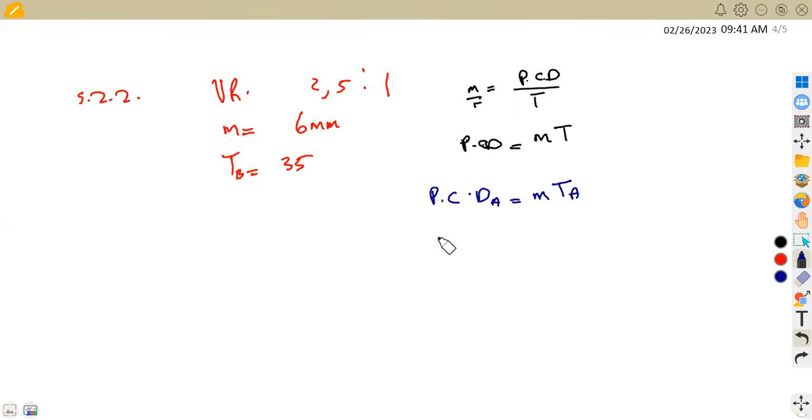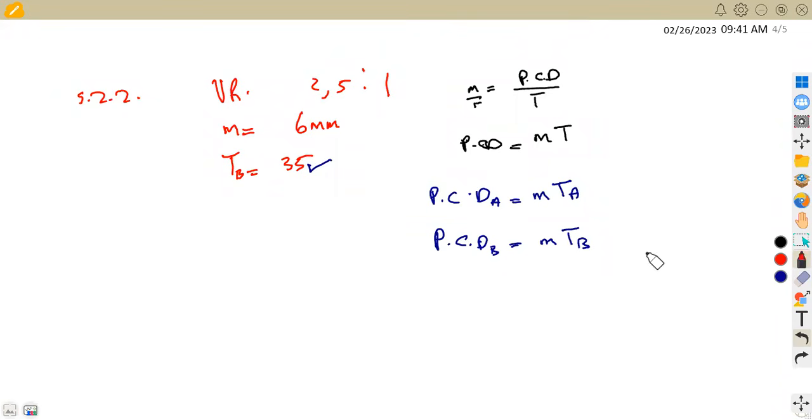For B, it is going to be the same again. We're going to have PCD B, which is equal to M times T B. So that's what you're going to have. Our TB is there, so you can just substitute our TB in this case. But we do not have TA.